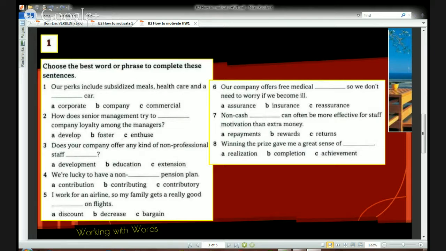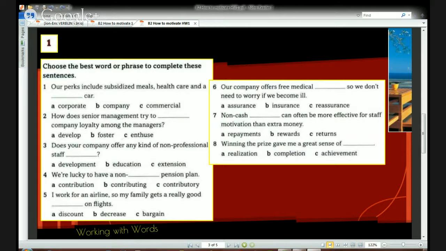Okay, Giuseppe, 7. Non-cash rewards can often be more effective for staff motivation than extra money. Non-cash rewards. Okay, again, I think that's pretty obvious. And last one, Axel.